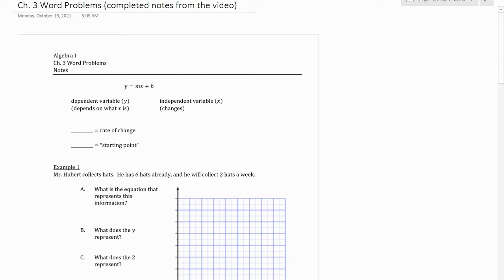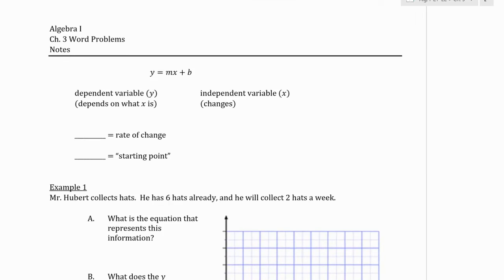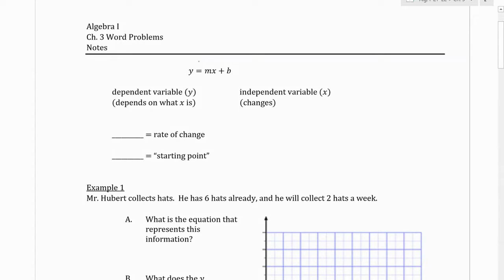Right, last thing for chapter 3 is word problems. And we're going to think about things that could happen in real life that will look like the slope-intercept form of a line if we put it in equation form. So we've already been talking about independent and dependent variables. The independent variable here is the x because you pick your x's. The dependent variable is the y because it depends on what x is.